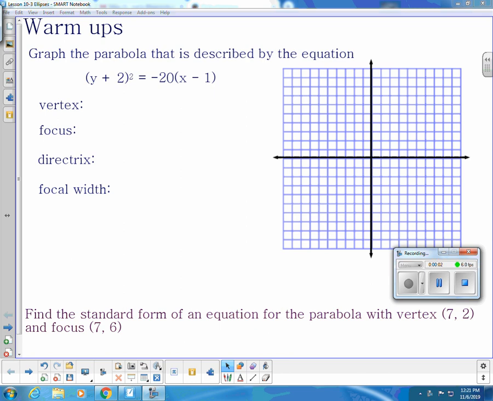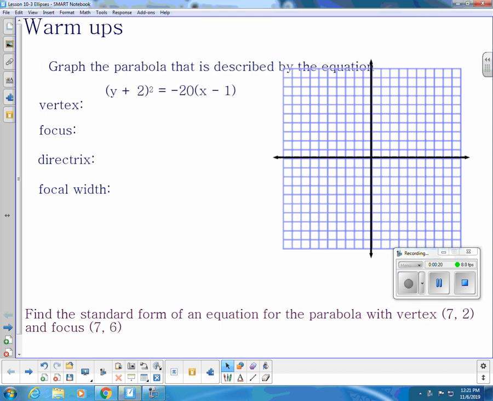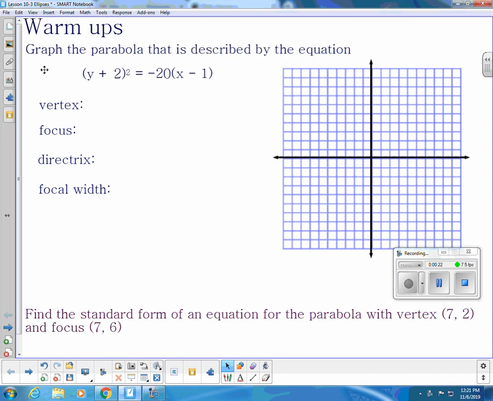Okay, looking at this parabola, is it going up, down, right, or left? It is going right. Is it? Left. Is it? Yes. No, it's going right. How do you know if it's going up, down, right, or left? How do you know if it's squared on the y? The y is squared, so it's going left or right. It's negative, so it's going left. The negative 20 tells you it's going left.